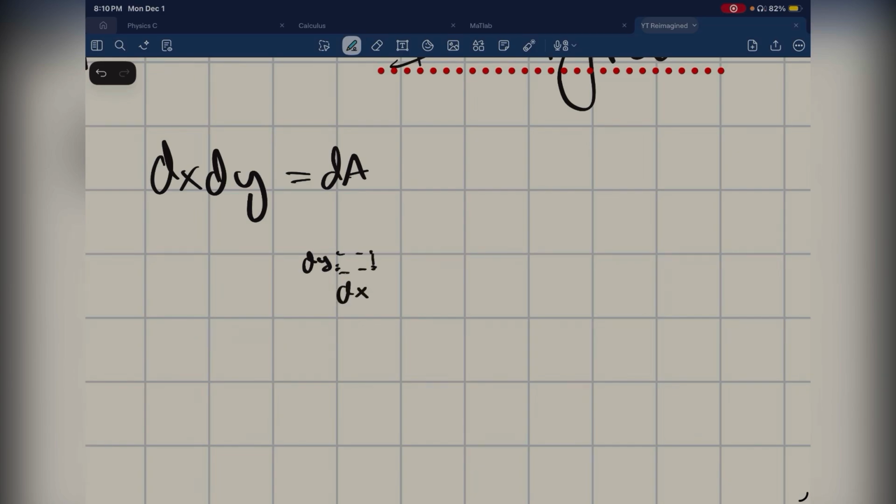Say I don't like rectangles. Say I want to look at circular sectors instead. So it's going to be like this. This is a sector. This is curved. How do I find the microscopic area of that sector? Well, it's actually pretty simple.